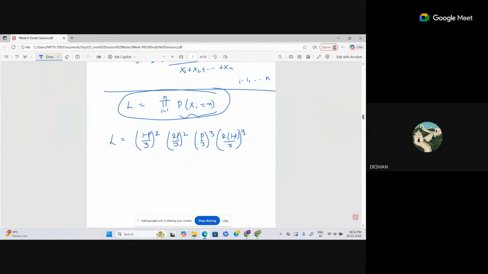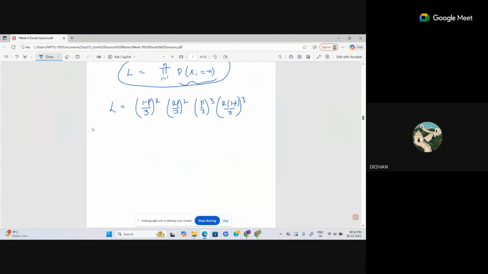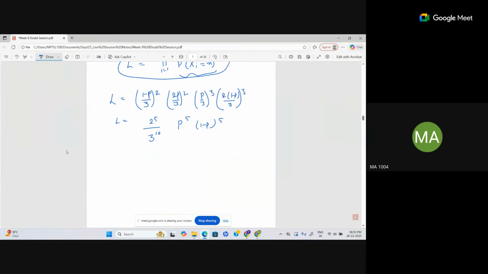Okay, so we have calculated this thing. Now you can just simplify it. 2 to the power 5 and then 3 to the power 2 plus 2 plus 3 plus 3, which is 10. p to the power 5, and (1 minus p) to the power 2 plus 3, which will be 5. I just have simplified it.